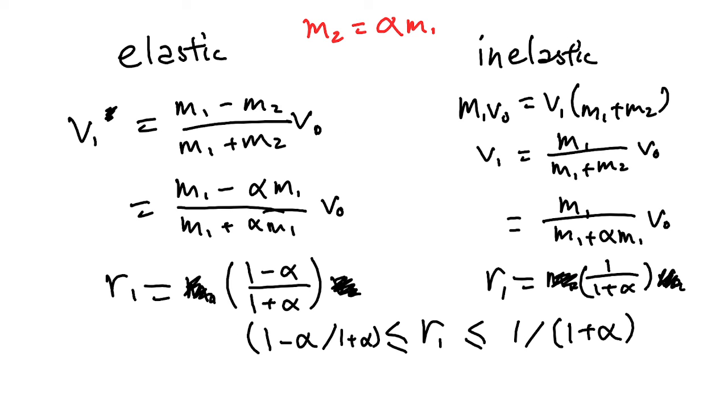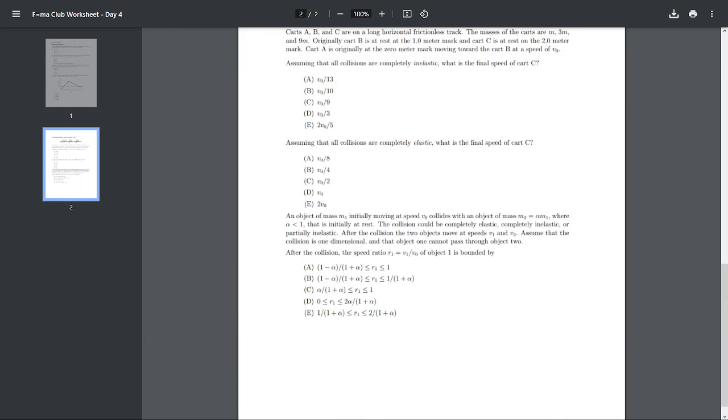And so if we look back on our little worksheet, we're going to see that that's going to give us answer B. Yeah. And there's a variant to this, I can pose it as a challenge, where it's trying to find the speed ratio of, I think, v2 and v0. So, yeah, that's about it.